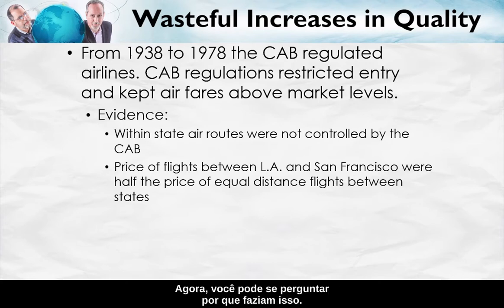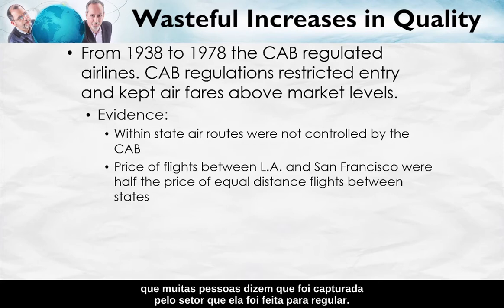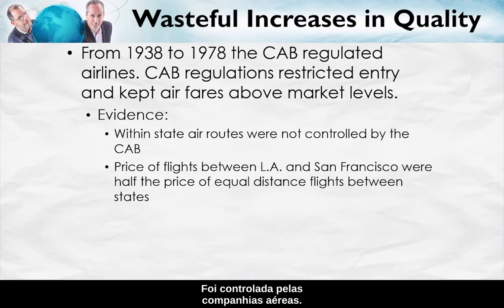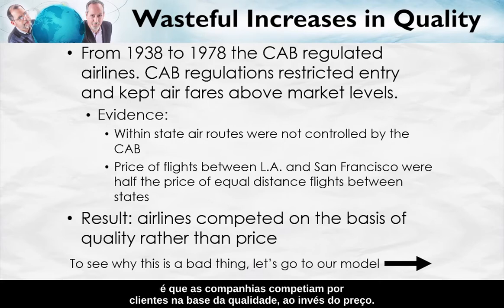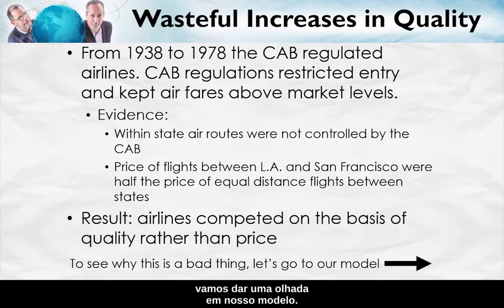Now you might wonder why they were doing this. And in fact, the CAB is a classic example of a regulatory agency which many people argue was captured by the industry that it was meant to regulate. Instead of regulating airlines, it was regulated by the airlines. It was controlled by the airlines. In any case, the result of preventing competition by price was that airlines competed for customers on the basis of quality rather than of price. Now, to see how this worked and why this is actually a bad thing, why you can have too much quality, let's take a look at our model.